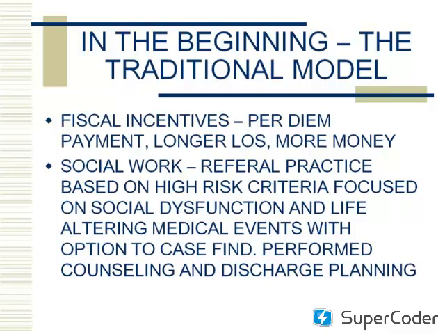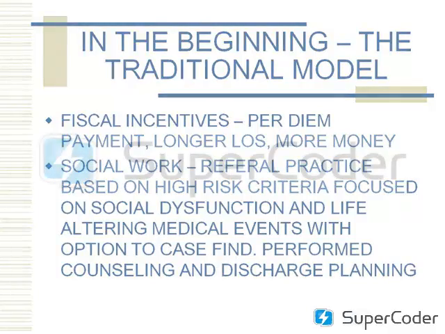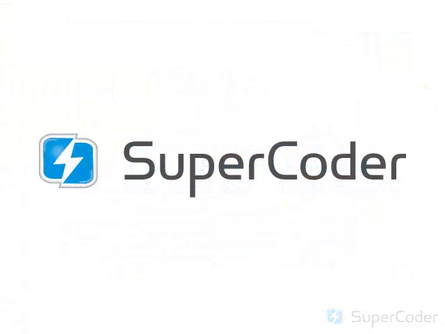Social work looked at patients on a referral basis, usually helping patients cope with issues of social dysfunction, or if the patient had a life-altering medical event, and the social worker would try to work with that patient and family. There was some discharge planning done by social work prior to 1985, particularly as it related to the movement of patients to long-term care settings and sometimes home care, depending on how the work was differentiated.